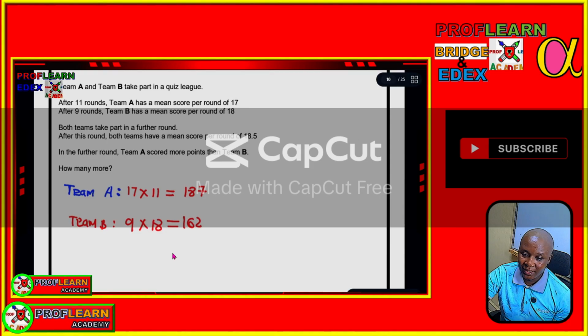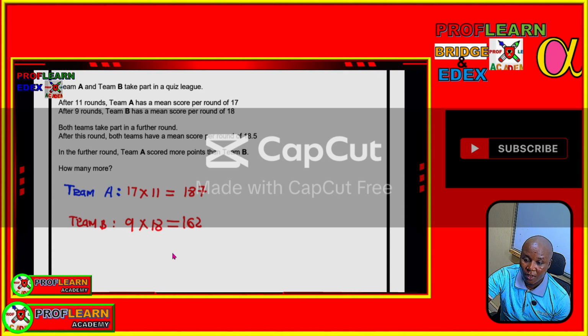Now, both teams take part in a further round, an extra round, and the mean for both A and B is going to be 18.5. If they take a further round, it means for Team A we're going to have 12 rounds with a mean of 18.5.